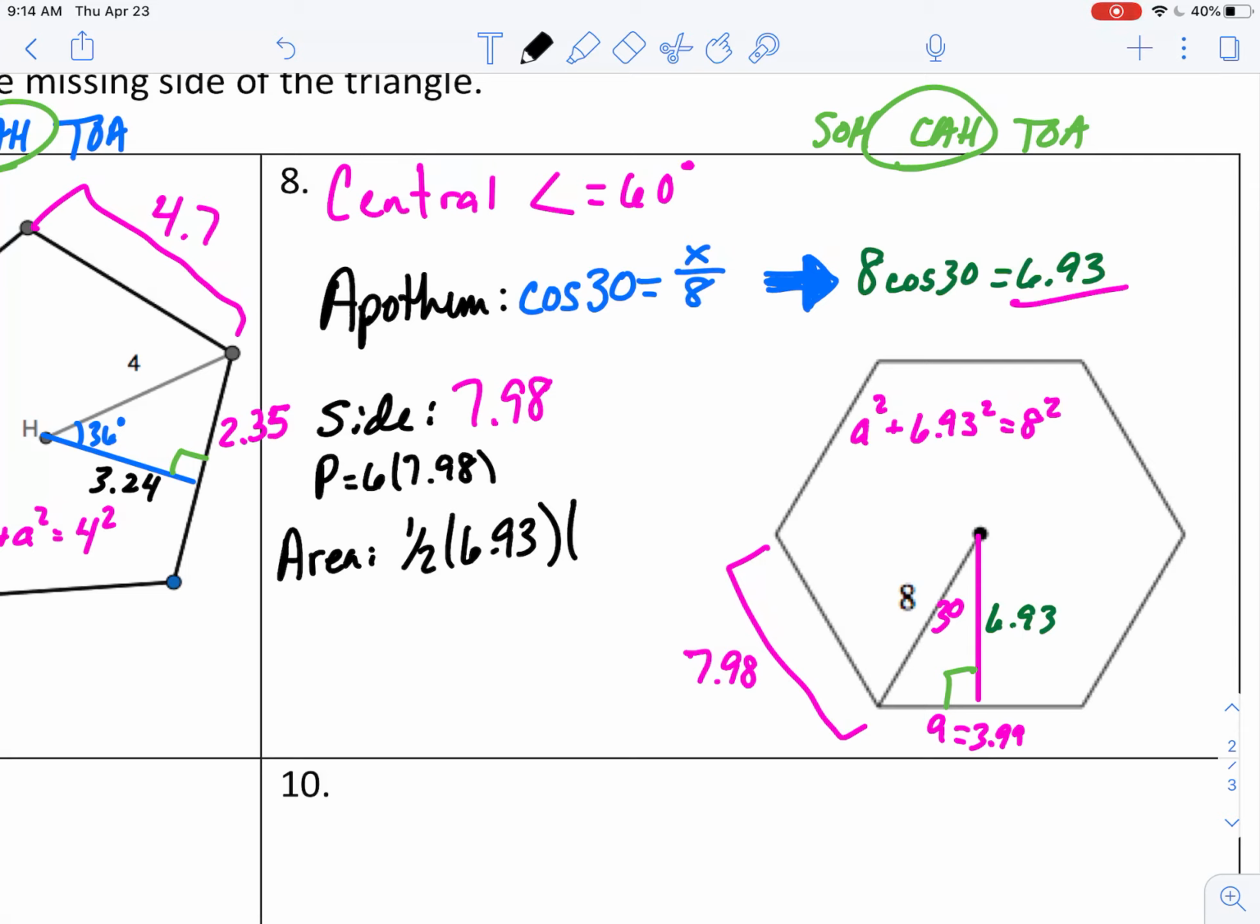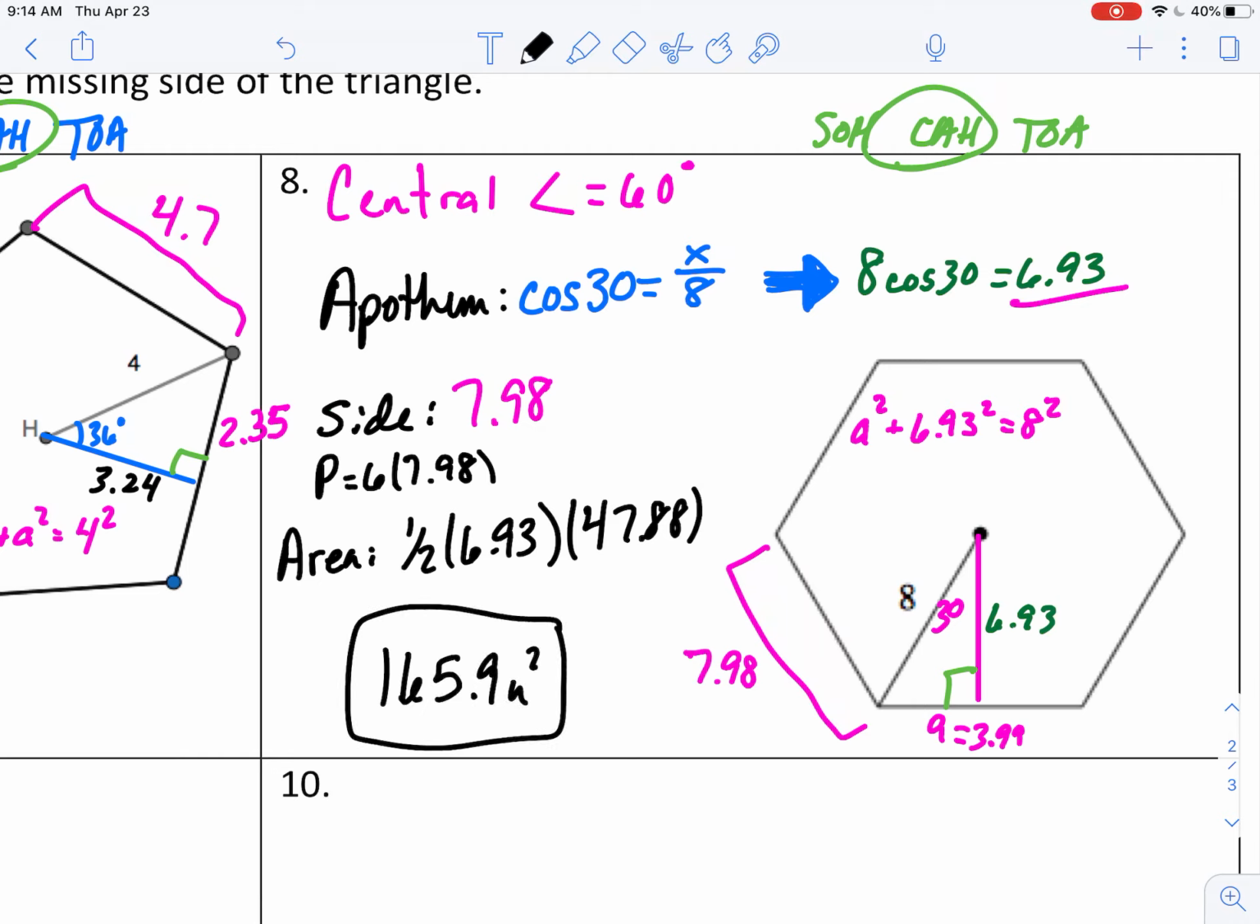which means we can finally find our area. 1/2 apothem times the perimeter, and I have 6 sides. That perimeter is 7.98 times 6, which is 47.88. So 47.88 times 6.93 divided by 2 is 165.9.